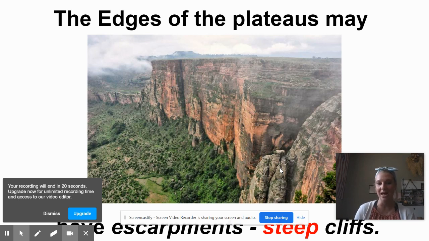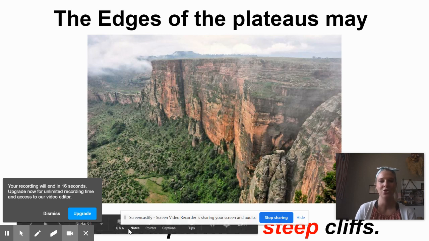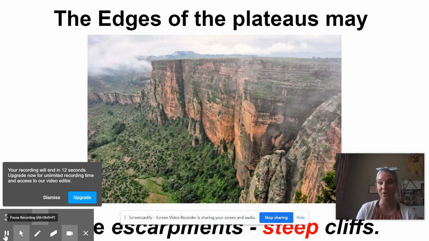So we're going to do a little brain check just to make sure that we're all on the same page with where we're at in the notes. So we're going to pause for just a moment.